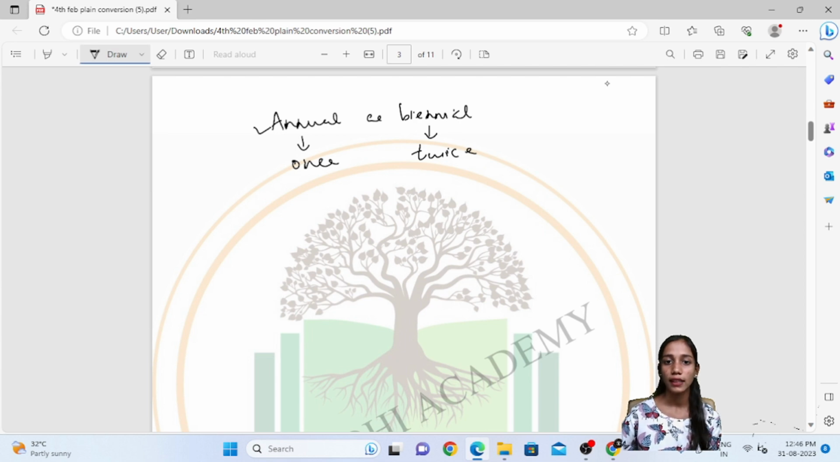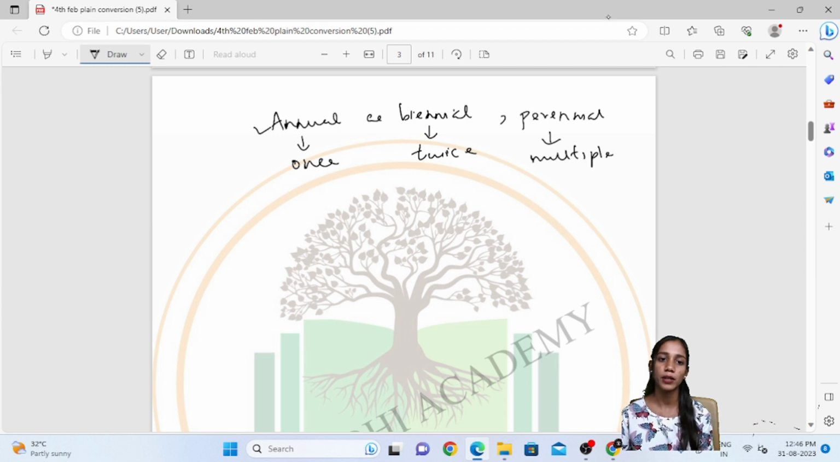Next we have perennial species. In this case, the plant can flower many times or multiple times in the year. So depending upon their flowering seasons, the plants are classified into annual, biennial and perennial. In annual, they flower only once in a year. In biennial, bi means two, so they flower twice a year. And in perennial species, they flower multiple times in a year.